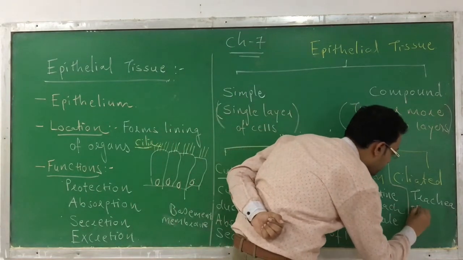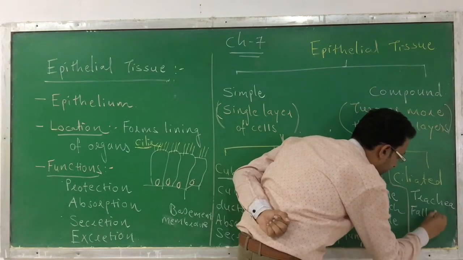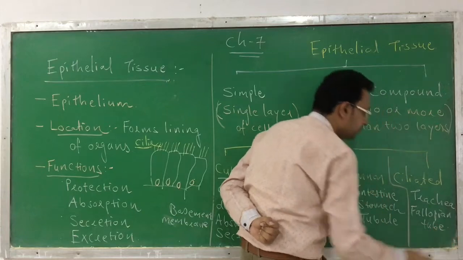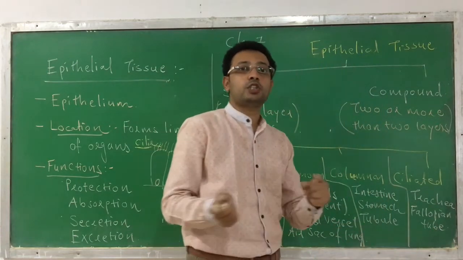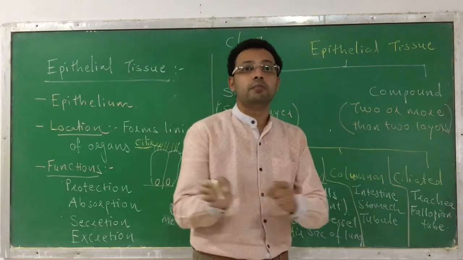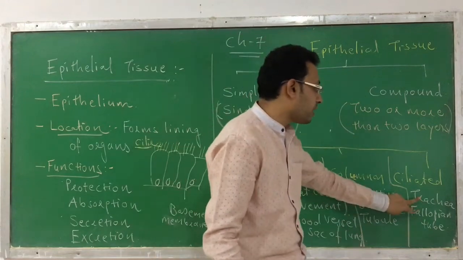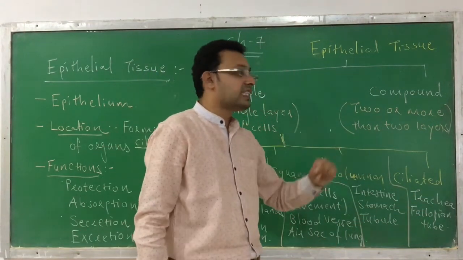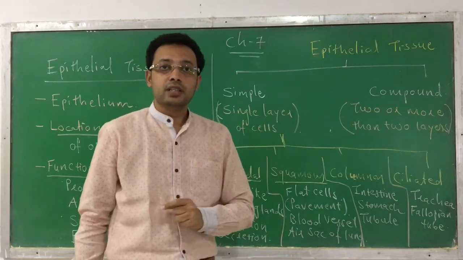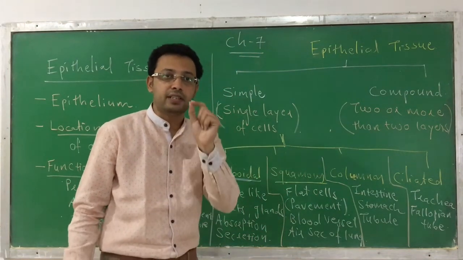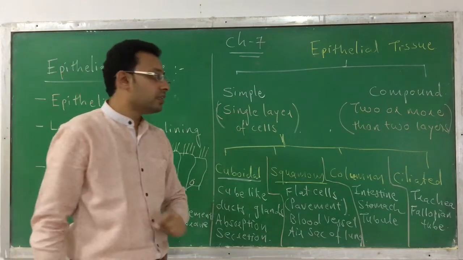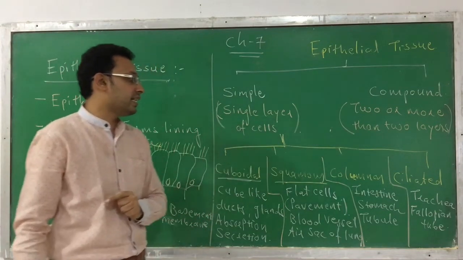It is also present in the fallopian tube. The fallopian tube is a female reproductive organ. Here they are responsible for transport of the ovum, or egg cell. So these are the locations, the trachea and the fallopian tube, where you can find this ciliated epithelium. And the function is that they help in the transport or movement of particles or material. So this is the function of ciliated epithelium.